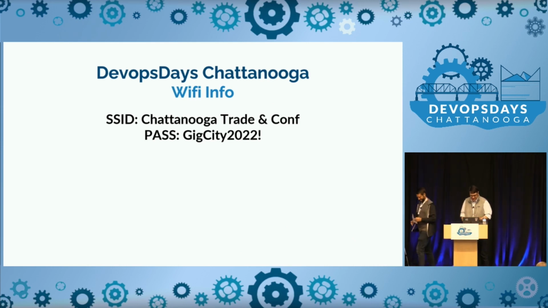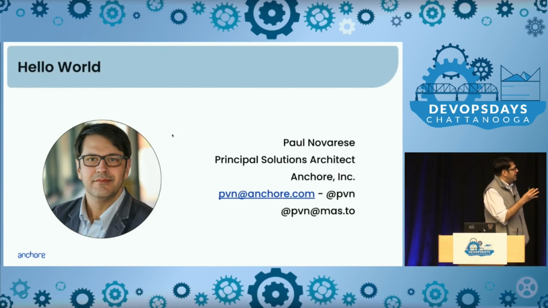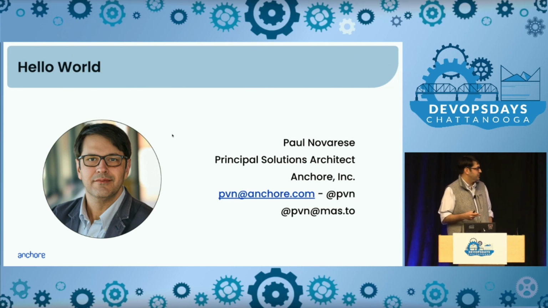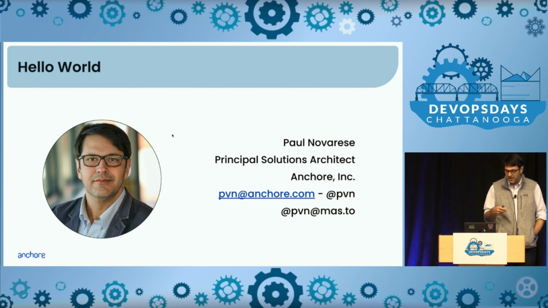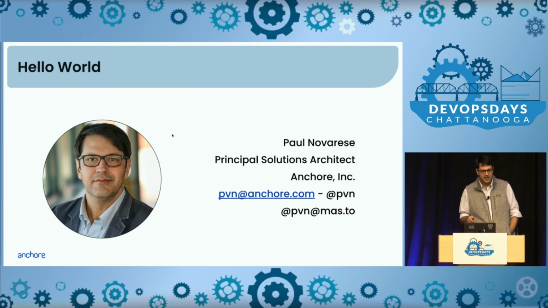All right. Yeah, again, my name's Paul Novarese. I work for a company called Anchor. We do a lot of work on securing the software supply chain. We sponsor a couple of open source projects called Syft and Grype. Syft generates a software bill of materials, which we'll talk about. Grype does vulnerability matching, pretty straightforward. Most people are probably familiar with the concept.